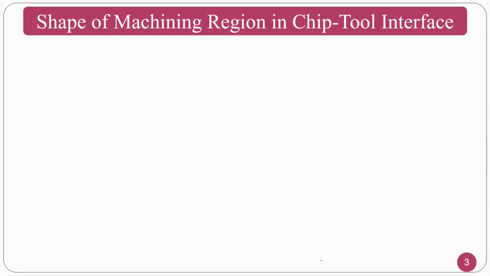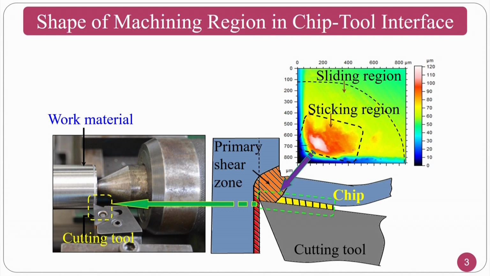The first and foremost thing is, what is the shape in the machining region? If you see the tribological aspects, this picture is known to you since I have shown it once or twice previously. If you see the machining region where the chip tool interface is, this is the region where the chip tool interface is. The chip is moving on the rake surface, and it has a sticking region as well as a sliding region. And if you see the three-dimensional surface profile of the cutting tool, this is the 3D surface profile.